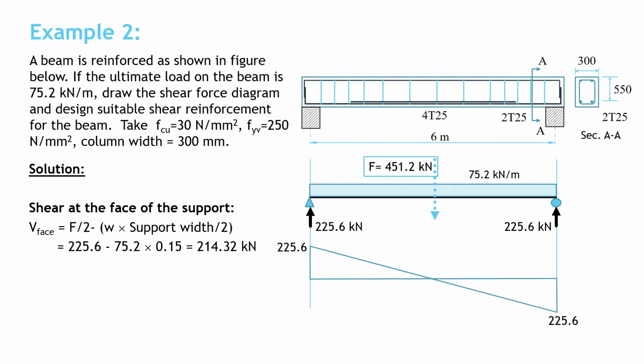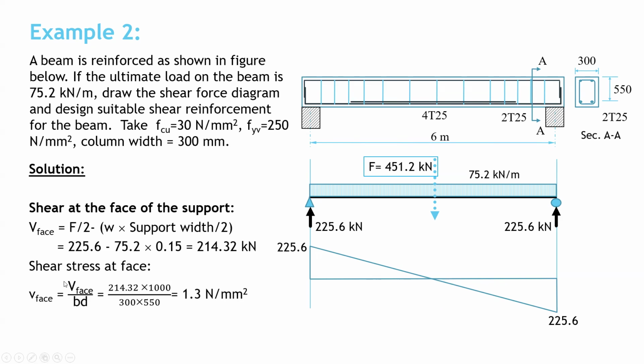Now we can get the shear stress at the face of the support. We will divide this value by the B times D. So the shear stress at the face of the support equals the V face divided by BD. Don't forget to multiply the shear by 1000 to make it Newton instead of kilonewton. And therefore, the shear stress at the face of the support is 1.3 Newton per millimeter square.